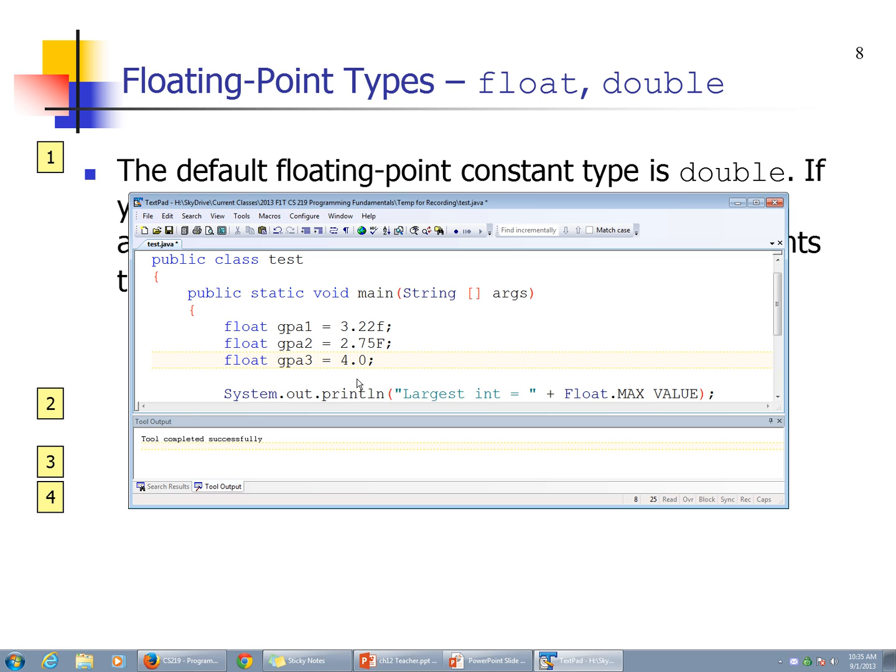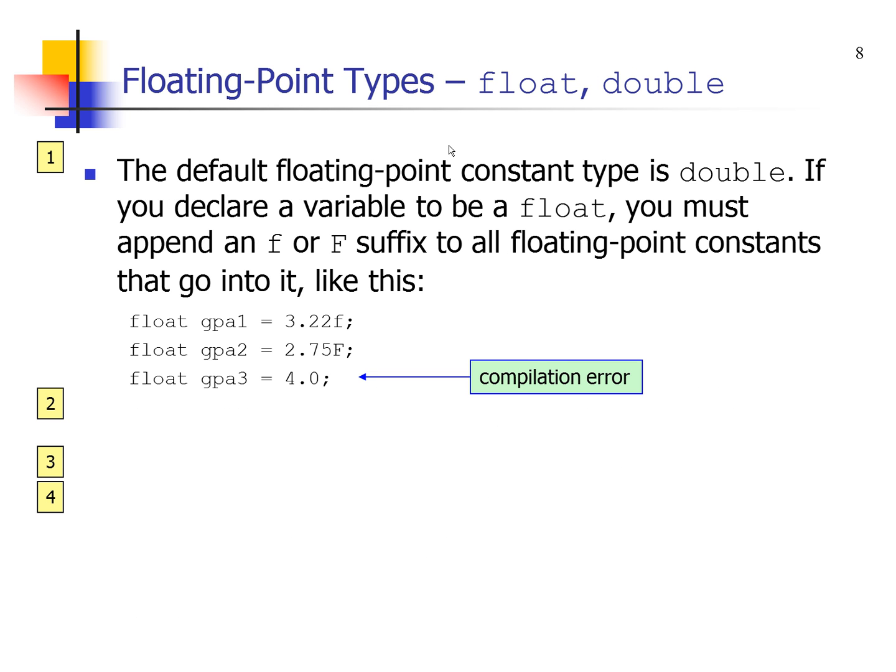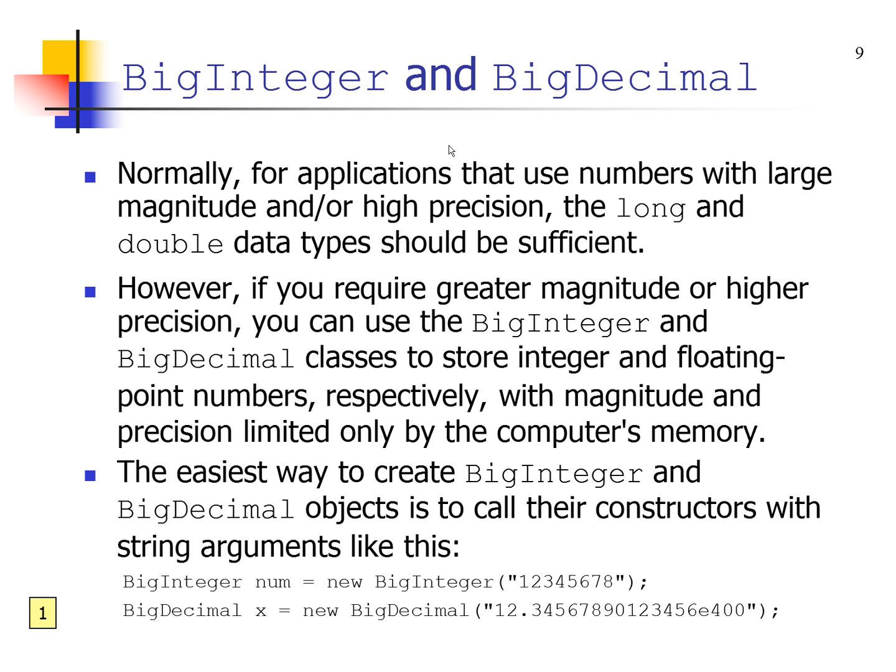So 4.0, the default constant type up here on the top line above my code says it's a double. So in other words, to get it to fit into a float, you need to tell it, okay, this 4.0 is actually a float. Hopefully I explained that well enough there. Okay? All right.